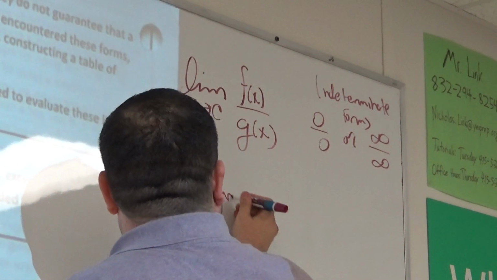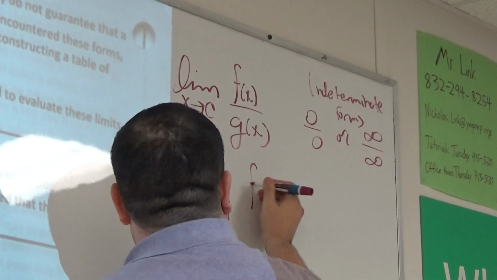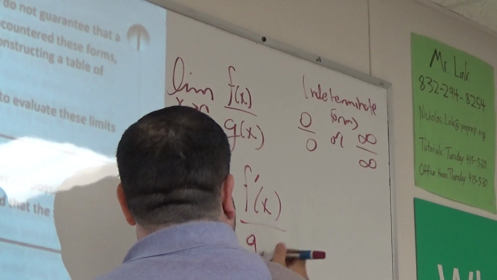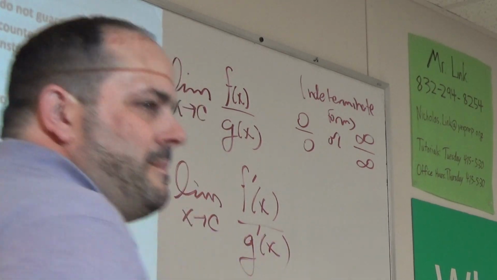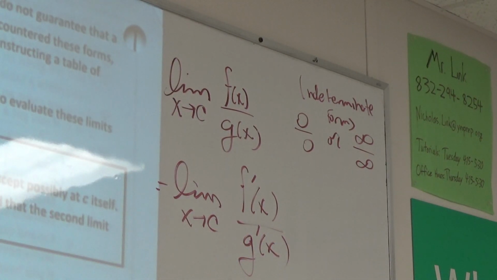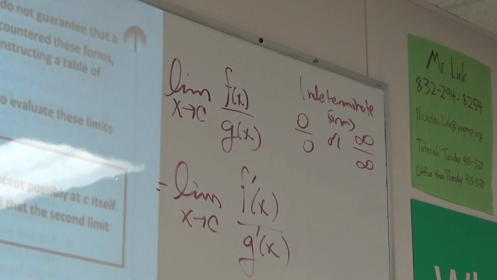What you can do is this. You're going to take the limit as x approaches c of the derivative of the numerator divided by the derivative of the denominator. This is what L'Hopital's rule tells you to do.